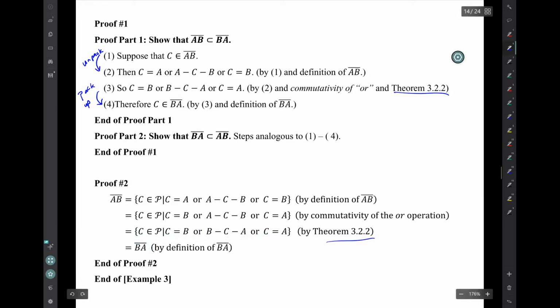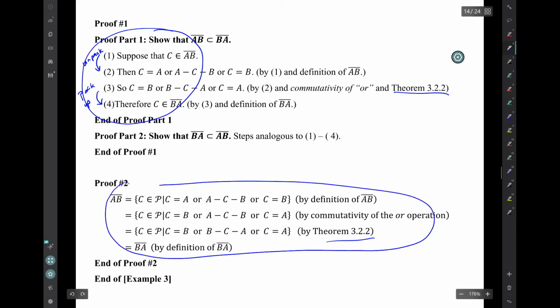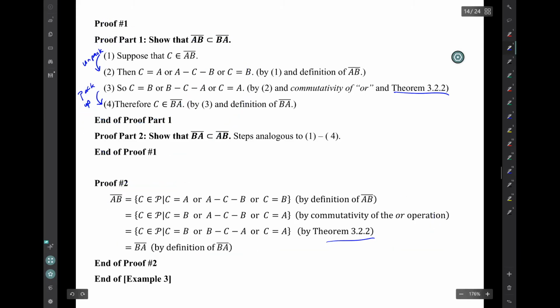So just 4 lines, the same number of lines as proof part 1 in proof number 1, but notice that proof number 1 was actually going to need a proof part 2. So really, proof number 1 is 8 steps, not 4. So I have fewer steps here. I have 4 steps in this proof. I would have had 8 steps in that proof. But it's not just that we get half as many steps in this second proof.